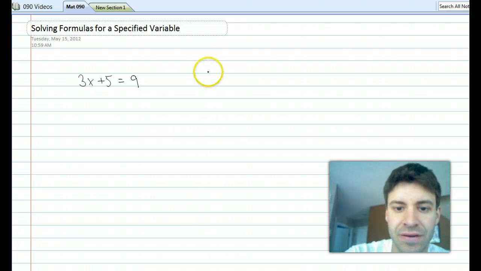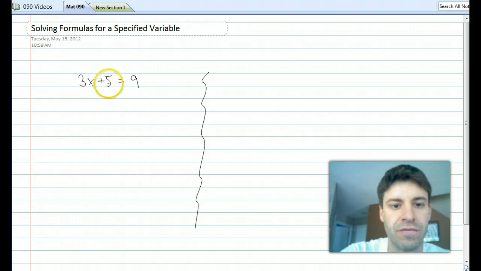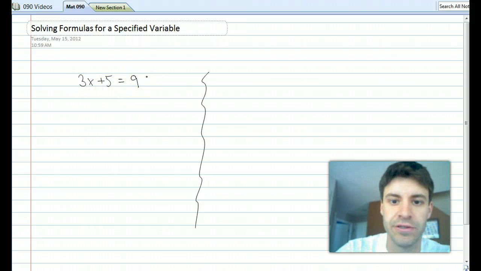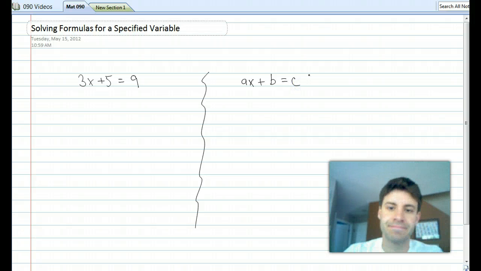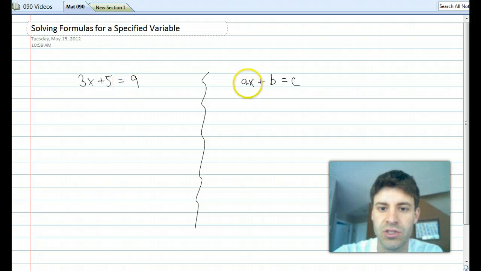In this section we're not necessarily going to be given numbers like 3 and 5 and 9 in these formulas. They might be variables or letters. We might have an equation that looks something like this: ax plus b equals c, where a, b, and c and x are all unknowns. They're all variables. So you already know how to solve this equation, 3x plus 5 equals 9. What you might not know how to do is solve this equation, ax plus b equals c.